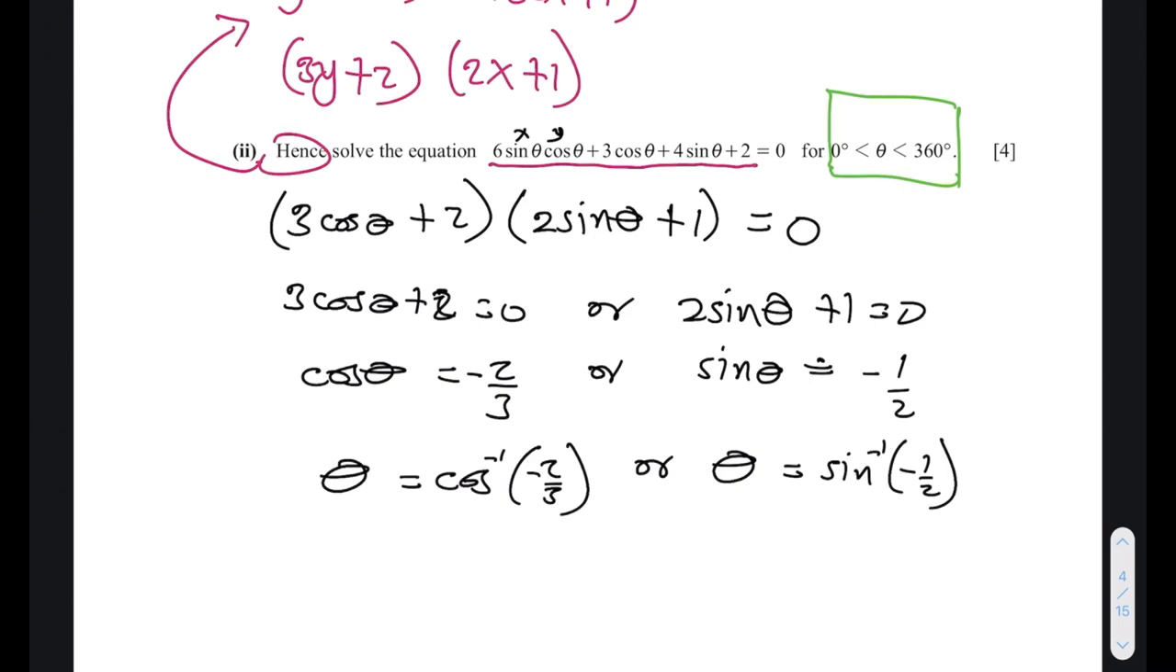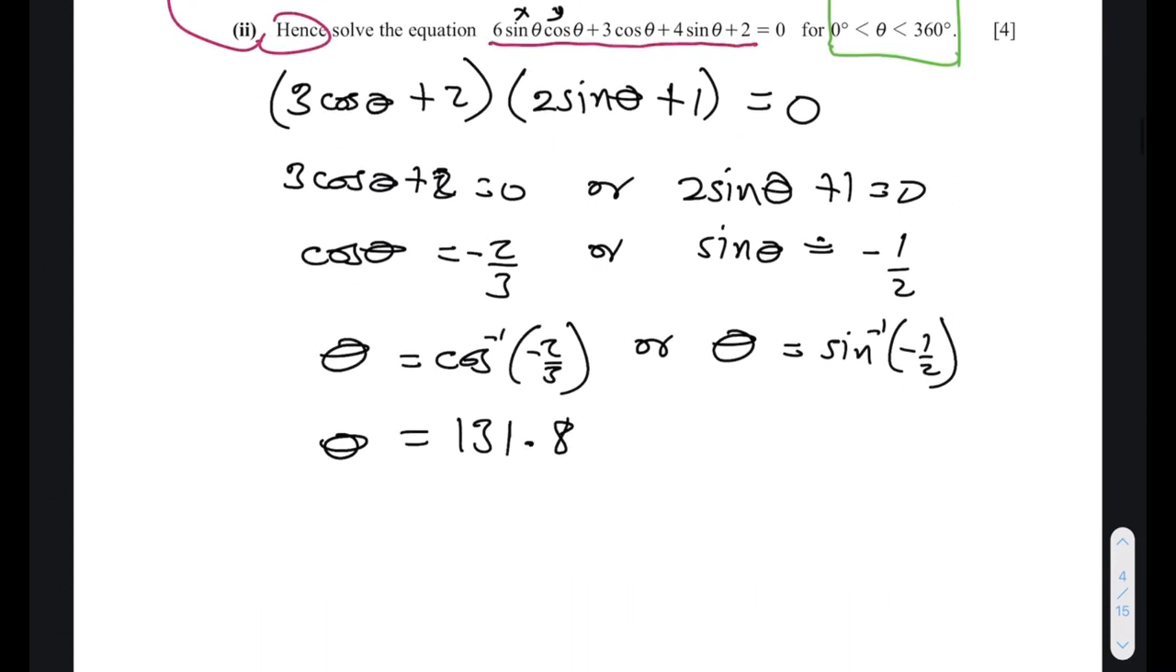Okay, negative 2 over 3, that will give us theta is equal to 131.8. Okay, I'm going to just keep it to 1 decimal place. And then this one, so let me divide this thing here. This will give us sine inverse. We'll use the CAST method very soon to get all the angles there. But first, we need to get our acute angles. And this is negative 30.